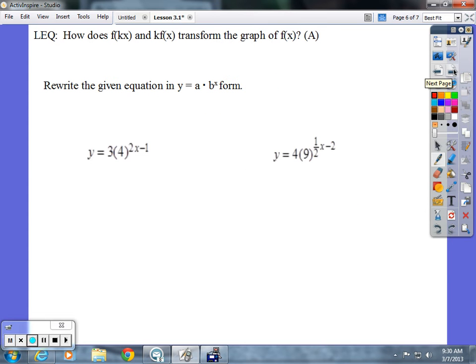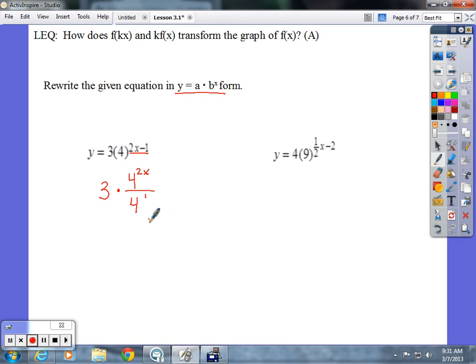Okay. And last and not least here, with transformations, we want to rewrite this equation in y equals a times b to the x form. I know this is one part that some of you are struggling with, so hopefully this helps. And again, what we're doing here is basically doing our laws of exponents or properties of exponents backwards. So here I see subtraction. If I see subtraction, I'm thinking division. So 3 times 4 to the 2x over 4 to the first. So I took this exponent and I now separated it.